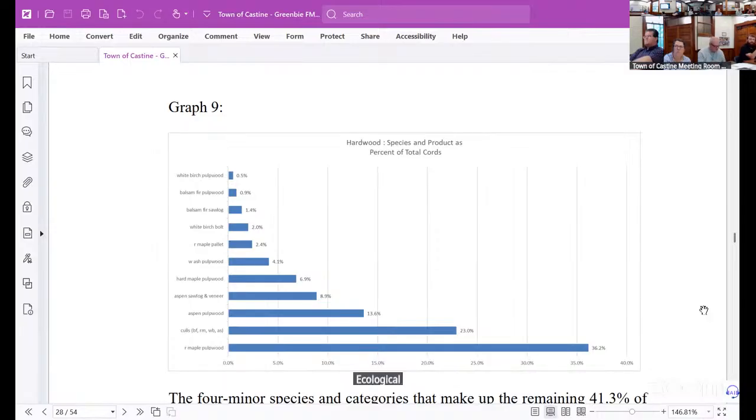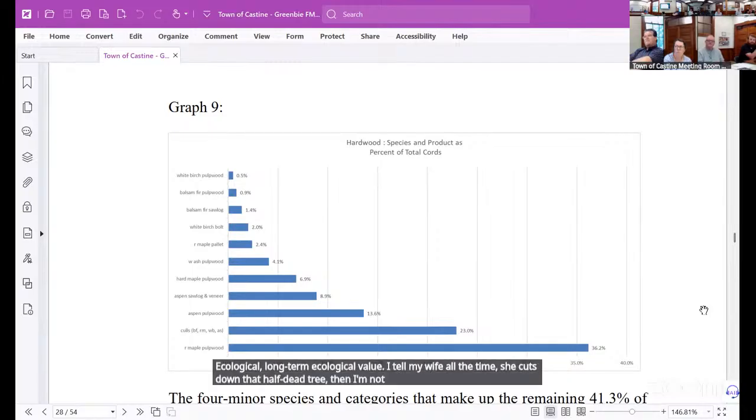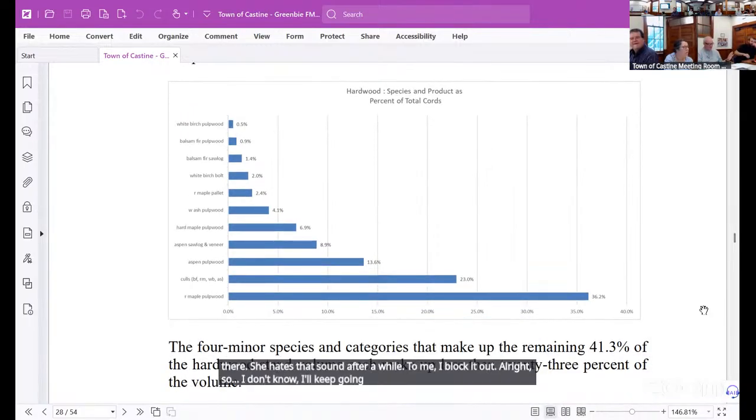Well, I tell my wife all the time, if she cuts down that half-dead tree, then I'm not going to see that beautiful woodpecker out there. Bang, bang, bang, and she hates that sound after a while. To me, I block it out. All right, I don't want to keep going. Sorry, I didn't mean to cut you off. No, that's okay, that's good.